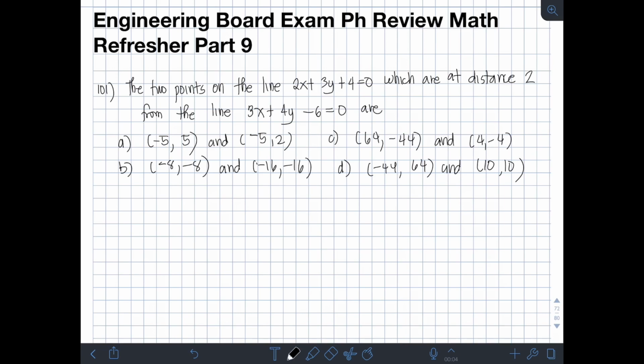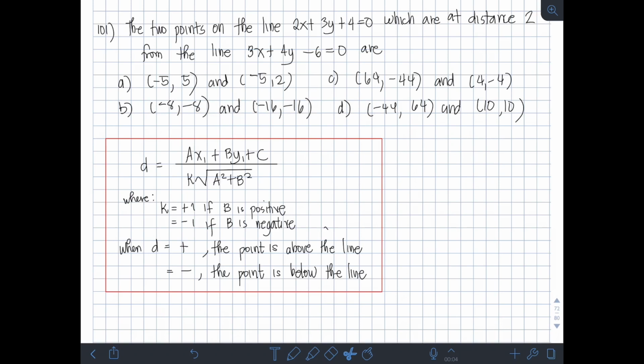Okay. So, meron tayong formula dito for the distance of a point in a line. So, ito yung formula natin. So, in distance D, doon sa line na Ax plus By plus C, so Ax sub 1 plus By sub 1 plus C, kasi sinubstitute natin dito yung actual value nung given point na x sub 1, y sub 1, over K square root of A squared plus B squared. So, itong A, B, C, ito yung mga coefficients noong linear equation natin. Okay? So, where K daw is positive 1 if B is positive, and negative 1 if B is negative.